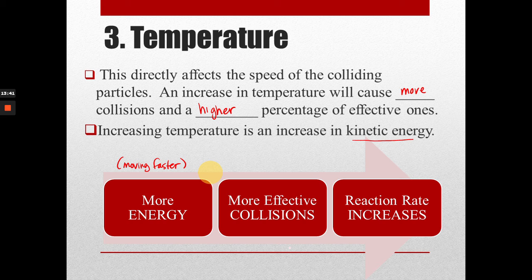This is why we heat things up sometimes in lab, because we're trying to get it to go faster. A lot of reactions will happen very, very slowly on their own, but we don't have days and days and days to wait. So by pushing them into each other more often, by turning up the temperature, we can make the reaction go faster.